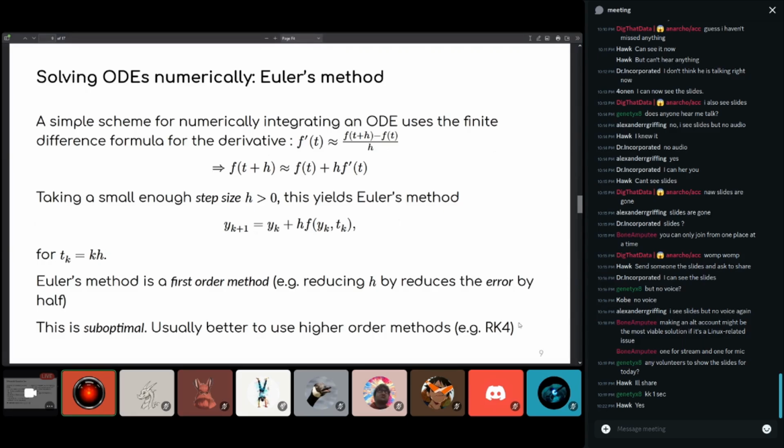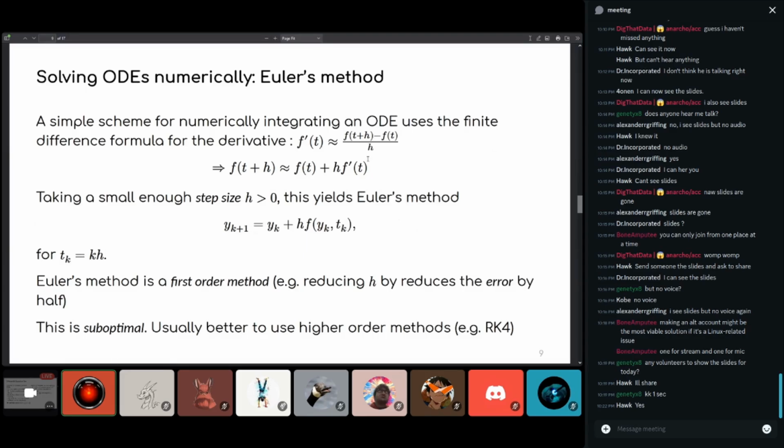So you can find a very simple scheme for numerically computing the approximation of an ODE on a computer, and it basically just adapts the finite difference formula. The finite difference formula is the one on the top here that tells you that if you have a differentiable function f, then the derivative of f at some point t is approximately f of t plus h minus f of t, divided by h, for h a small enough step.